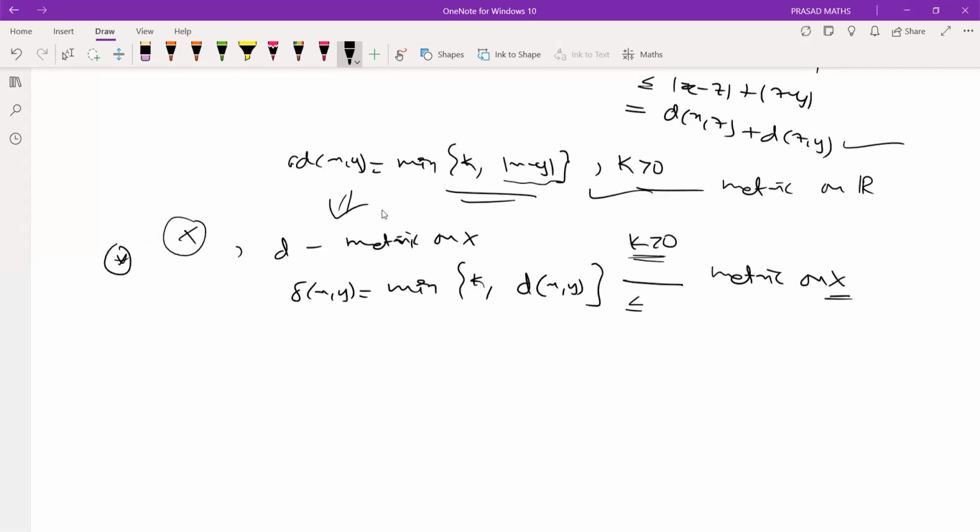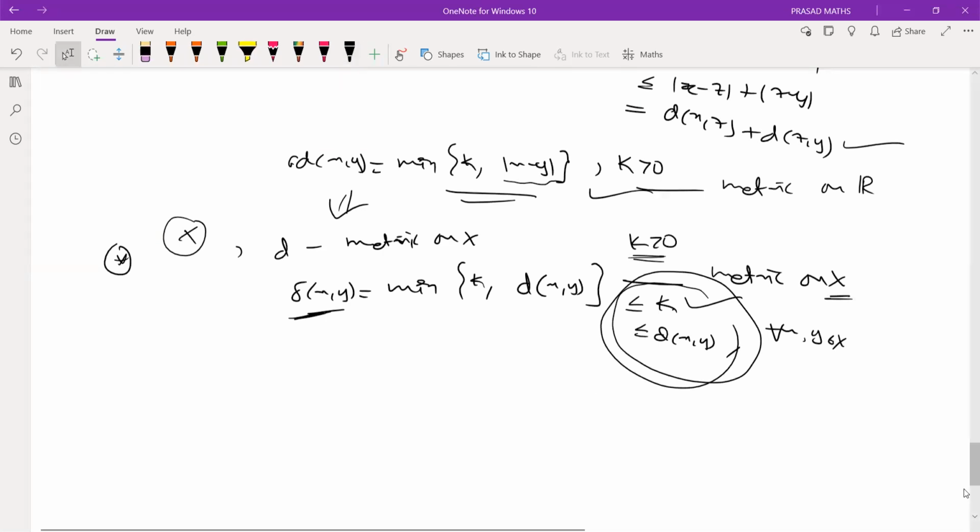In fact, what property holds? This is bounded by k, and this is bounded by d of x comma y. This is important. We'll use this step because this distance function is always a bounded metric. This metric space is always a bounded metric space because it is bounded by k. We'll talk about the supremum of that distance later. So therefore, in fact, it's a metric. Is it clear? I'll use these steps later.